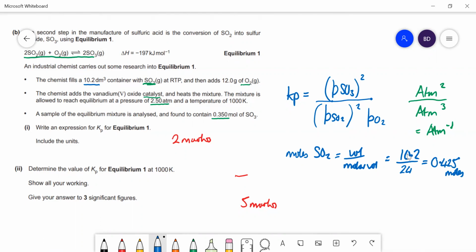Let's now work out the moles of oxygen. How are we going to do that? Well, it says we put in some oxygen there. They put 12 grams of oxygen once the container has been filled with SO2. So we know moles is equal to mass over MR. The mass is 12 grams. The MR of oxygen, 2 times 16, that's 32. And that is equal to 0.375 moles. And we're going to use these 2 values now in the next step.